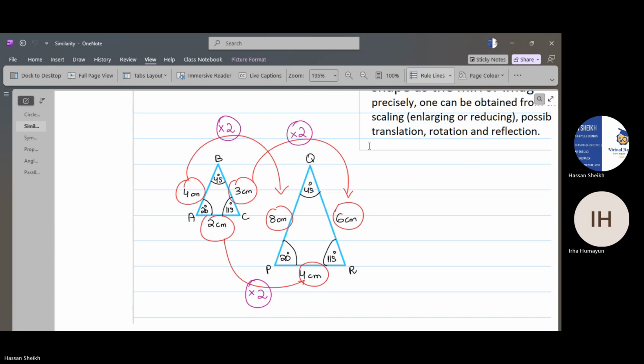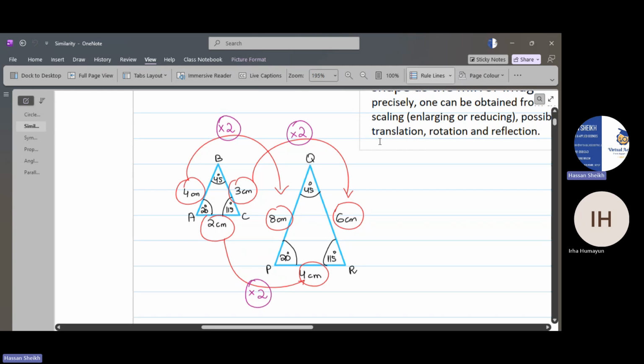Yes. So this is called a ratio. There exists a ratio between triangle ABC and triangle PQR: the angles are equal, but the lengths of the sides are in a certain ratio, and that ratio is 2 times. If we double the length of the sides of triangle ABC, we'll get the length of the sides of triangle PQR. This is called similarity.